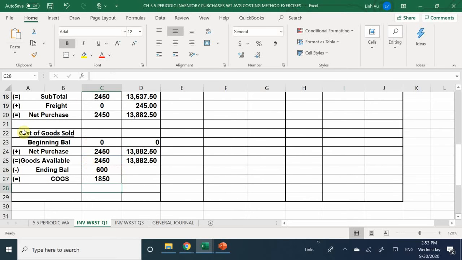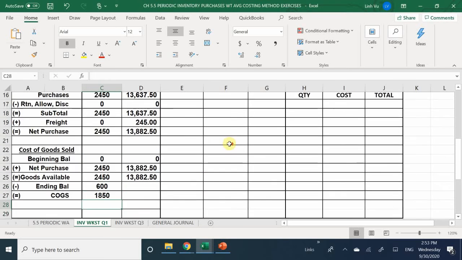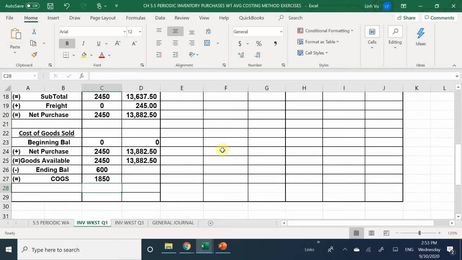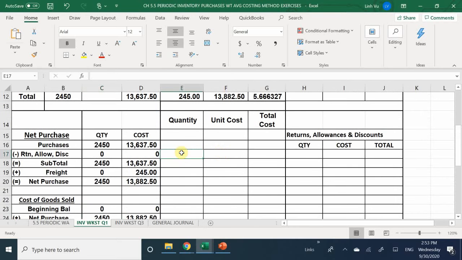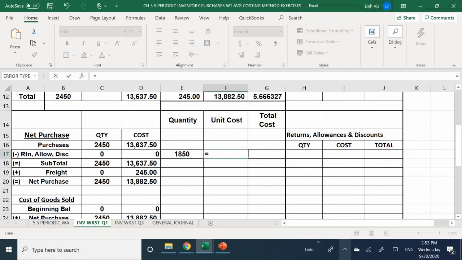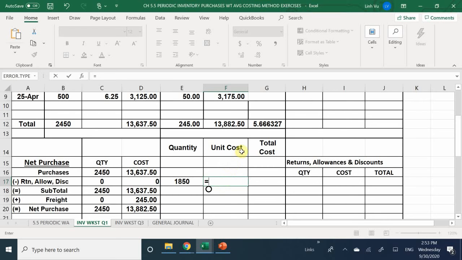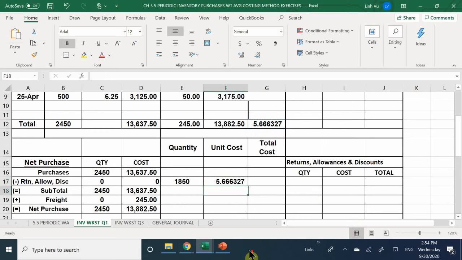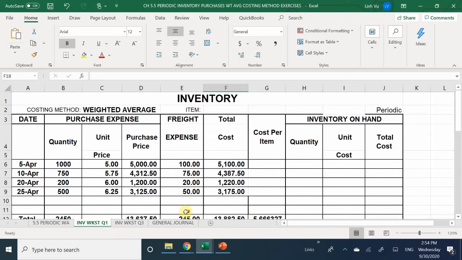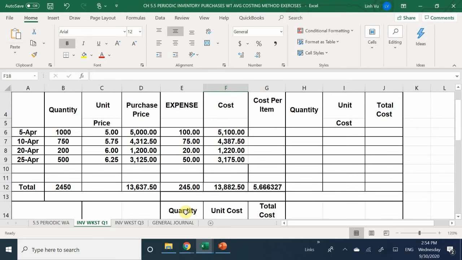We sold 1,850. Now here is the glorious and fun part. We know we need to sell 1,850. How much is my average cost per item? It's the $5.67. I'm going to leave it in my calculator like this.